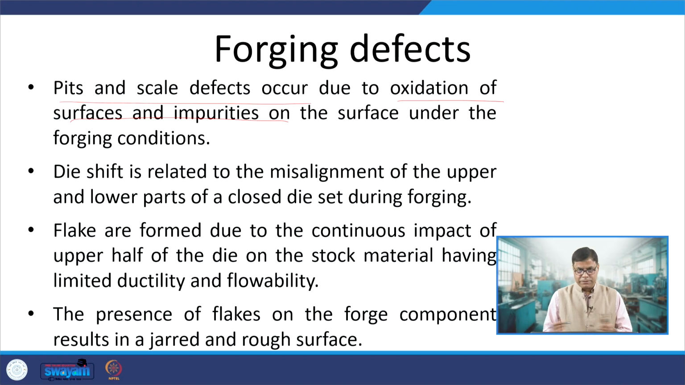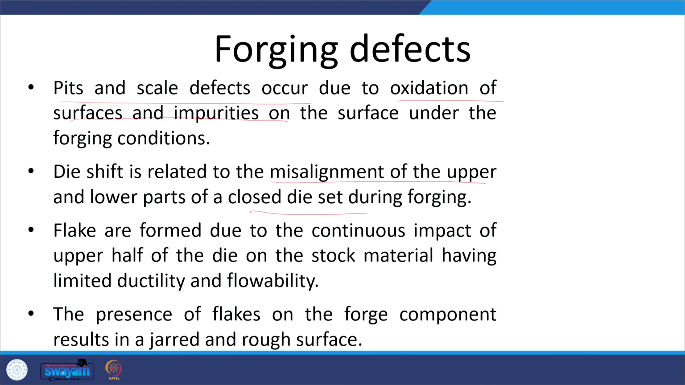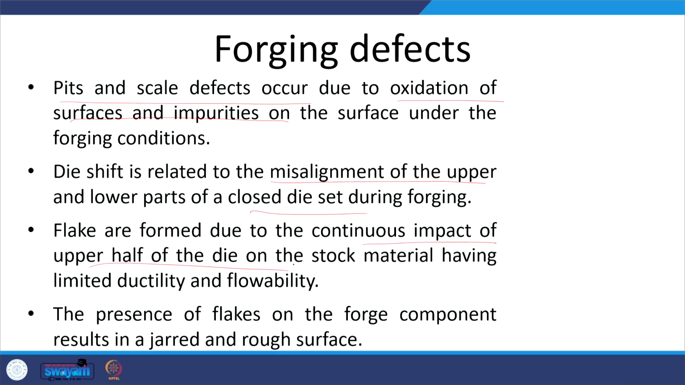Die shift happens due to misalignment of the upper and lower die. So, we will get something other than what is desired. Flakes are formed especially when the material starts getting embrittled at the surface due to the continuous impact and blows on the material at the surface. The flakes are formed due to the continuous impact of the upper die on the stock material, and this particularly happens when the material loses its ductility or its flowability is limited. The presence of flakes on the surface of the forged component can result in a rough and jarred surface.